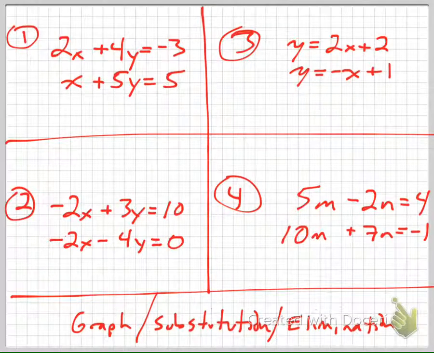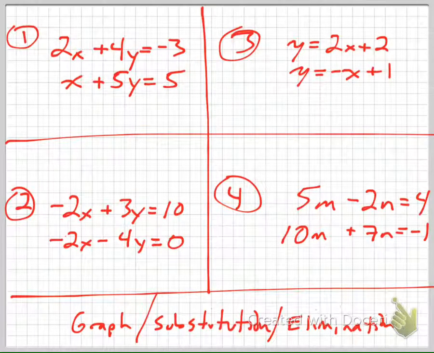Okay. Number 3, what method are they trying to get you to use here? They want you to graph that. Why? What made you think that? It's already written in slope-intercept form. You should be able to just graph this in 2 seconds because it's right there. Crosses at 2, slope, cross at 1, -1 slope, graph it, find the points.